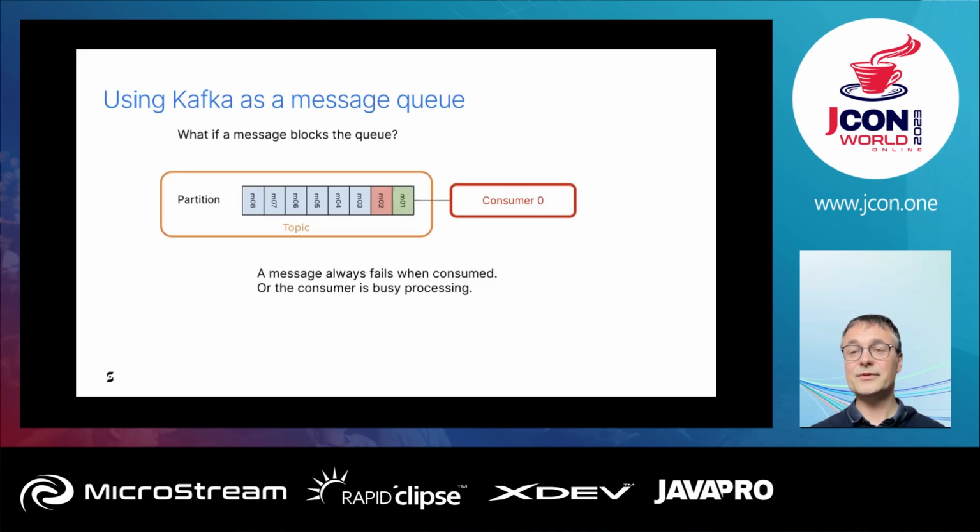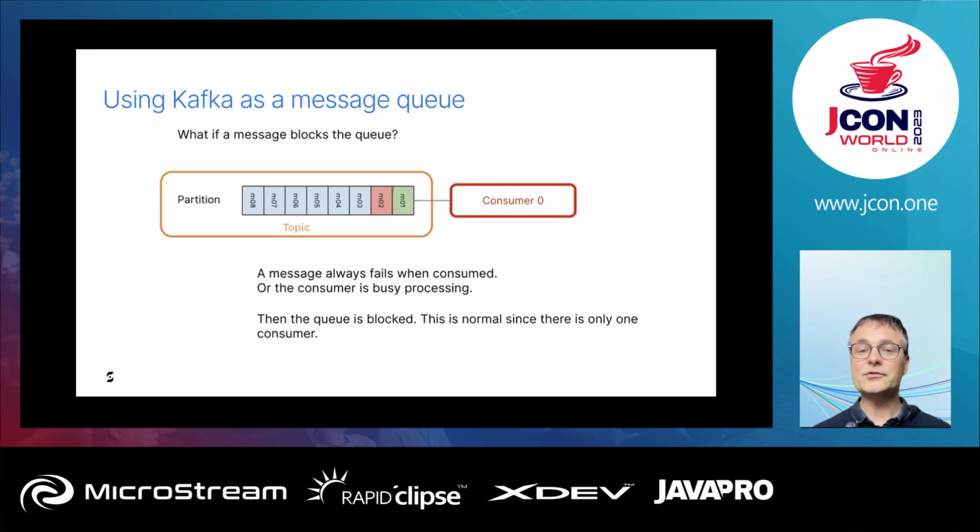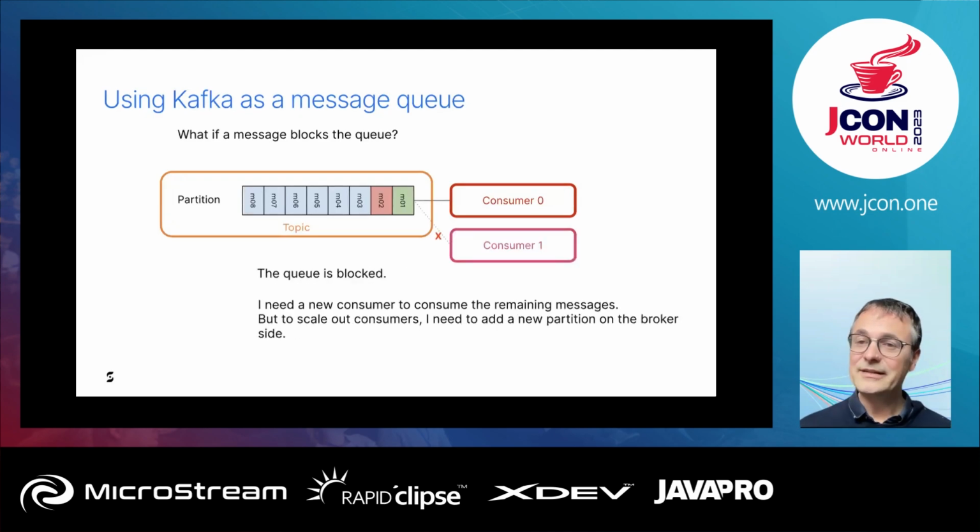Now, let's take another example. Here, one message always fails when consumed because of an invalid format, for example, or because the consumer is busy processing this message for a long time, right? Then the remaining messages in the queue are not consumed. The queue is blocked. It's normal because there is only one consumer, one worker. Fine, so I need another consumer to consume the remaining messages. But remember, to scale out consumers, I need to add a new partition on the broker side, so I run into the same issue as before.